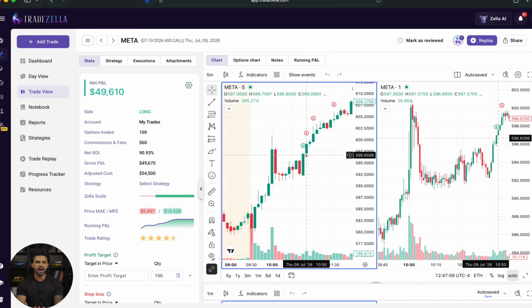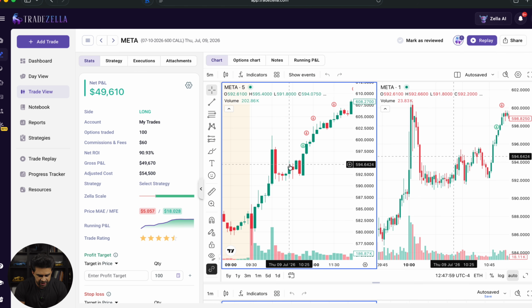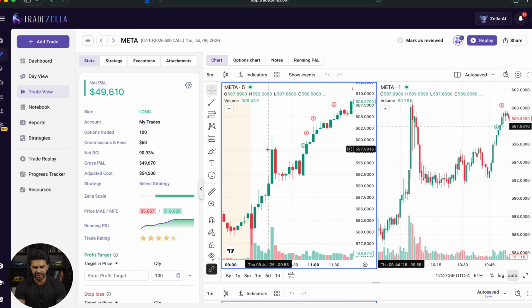But how do you find those early entries? First thing you want to do is look at the longer time frame. So in this case, we're looking at the 5 minute. You can look at the 15 minute. It should give you generally the same information. You see where the buyers and sellers both accepted that the stock should stay below or above that level, depending on if you're long or short.